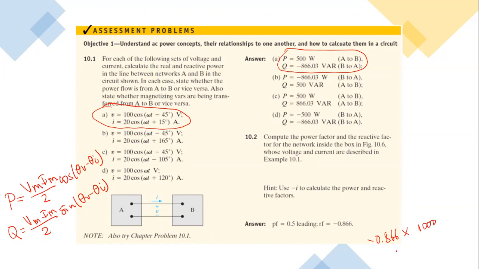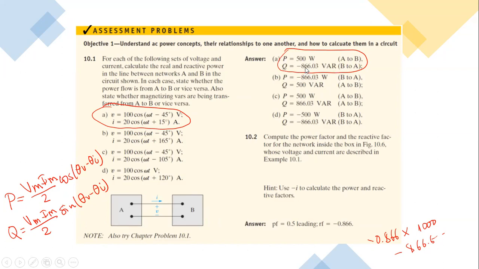It will be a negative 866 point something. Okay, so as you see here, it is negative 866 watt. So this means, as you see, the direction of the current is going to be... So this is 500. Since it is positive, it goes from A to B. So B is absorbing 500, and 500 is coming from A.